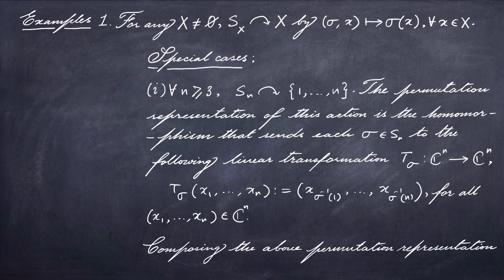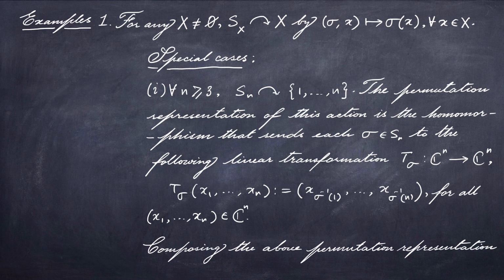In fact, that goes even here: for any set X, for this natural action, the permutation presentation is the identity map. So the permutation presentation is trivially seen to be the identity map.